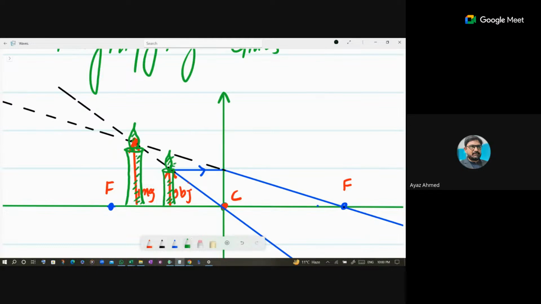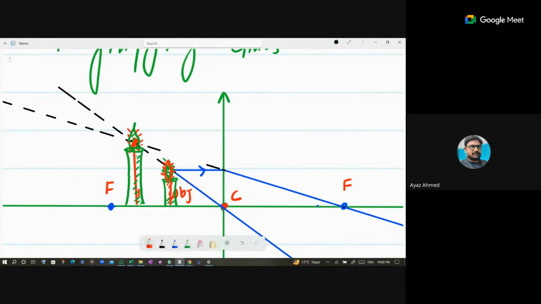So enlarge. No, yeah, it is enlarged, but that candle was basically over here, na? This was your object candle, this one, and this one is your image candle, image of the candle actually.